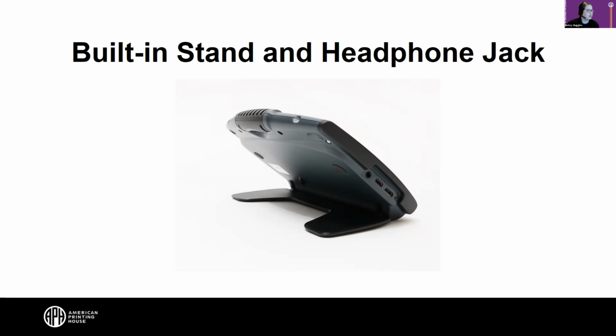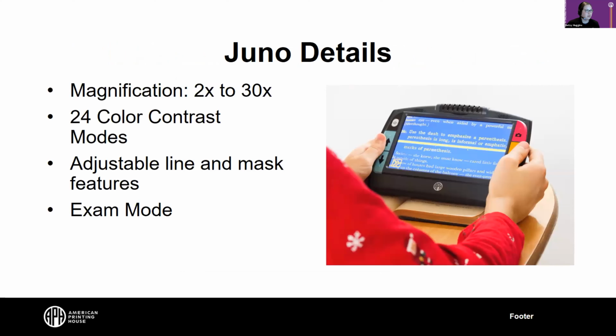All right, we'll go to the next slide. We're going to talk more about the nitty-gritty details. Now, these are some features that we've mentioned before, but Justine, what can you tell us about magnification, color contrast, line and mask features, and so on? Yeah, so the magnification range is 2x to 30x magnification level. It has 24 color contrast modes. And like Greg was mentioning, you can choose and select which colors you want, and it will cycle through the ones that you've chosen from the menus.